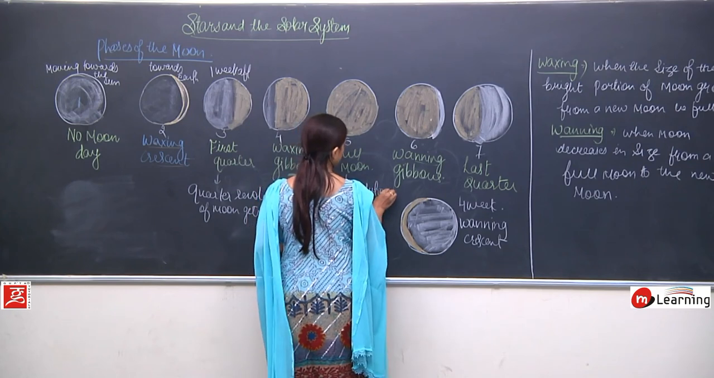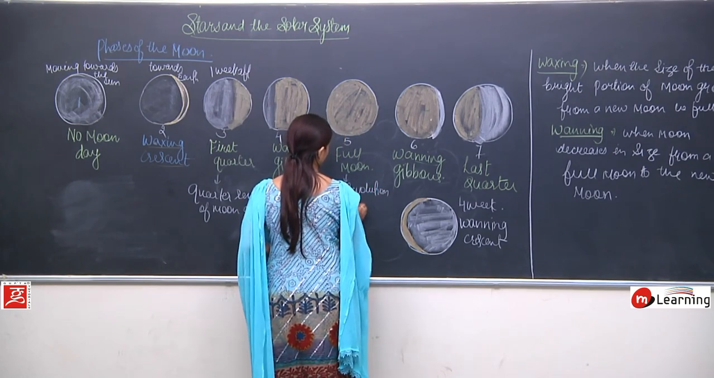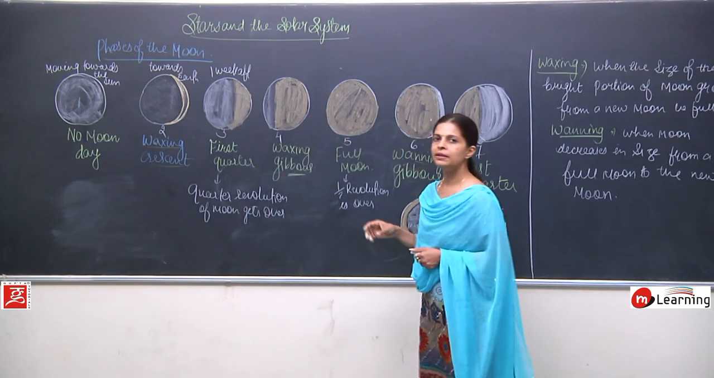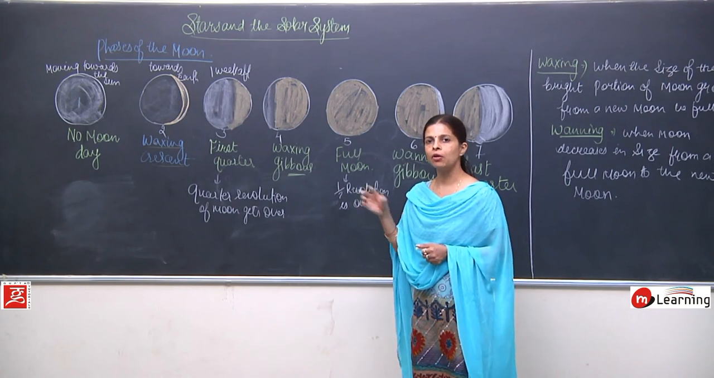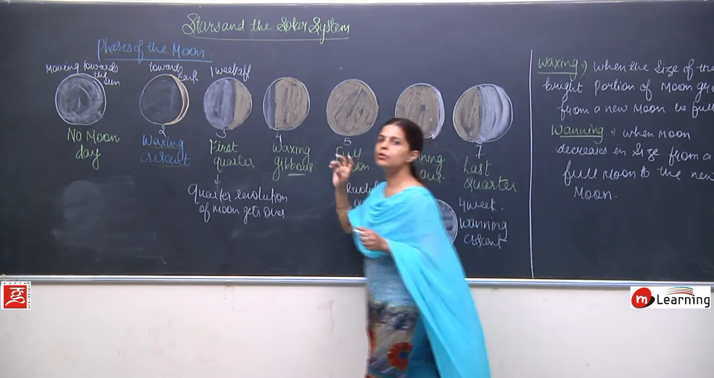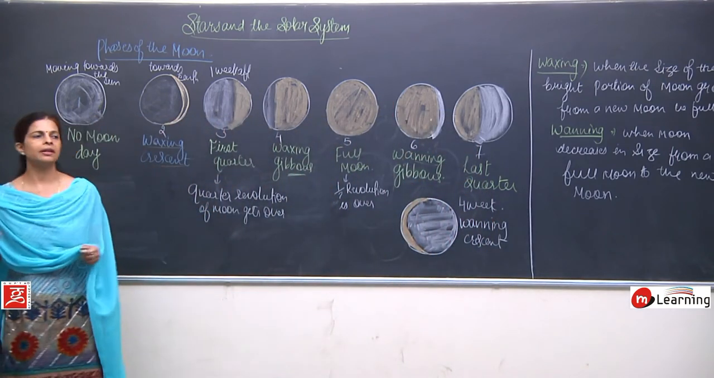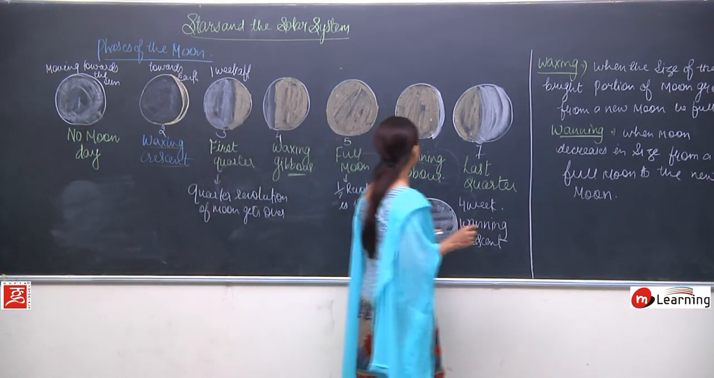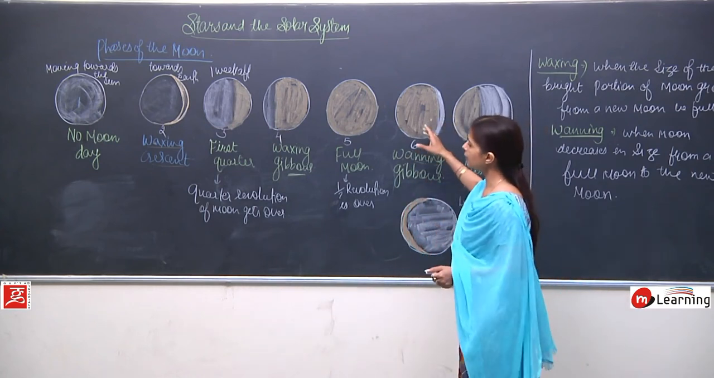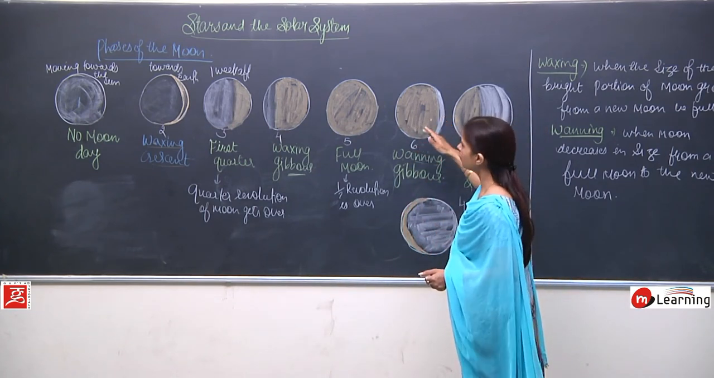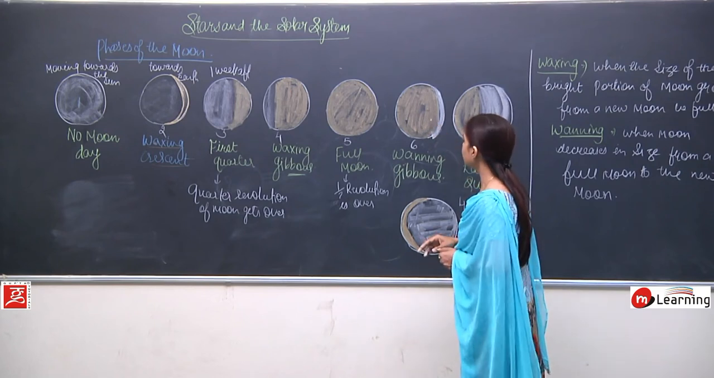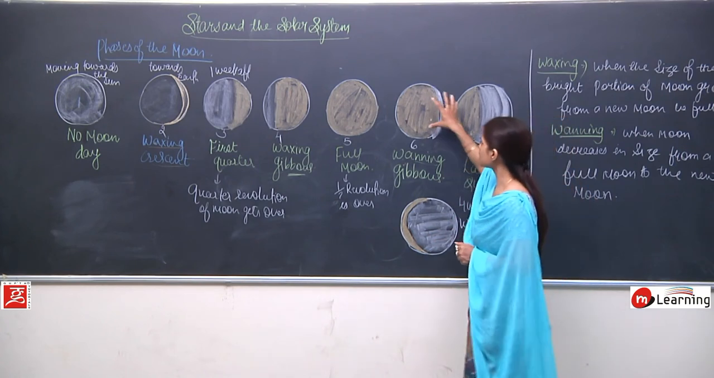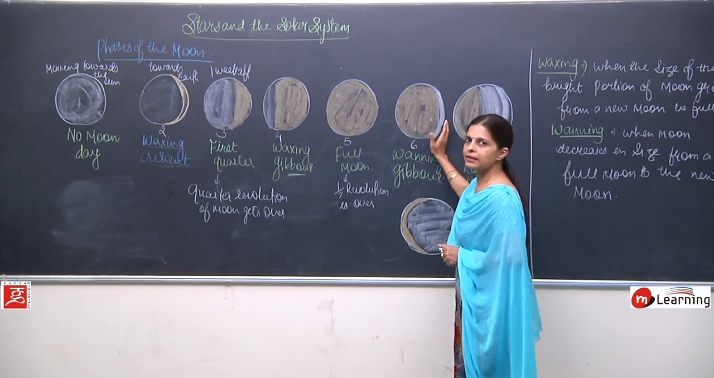Now when the half revolution is over, what will happen? The sun and the moon will be just in the opposite direction, and so the full moon is visible in the form of a big, bright disc. Now after this, what will happen? Slowly the size of the moon will start decreasing, and then we will say that it has come to the size of waning gibbous. That means it is gibbous, it is big, but slightly it has started decreasing.